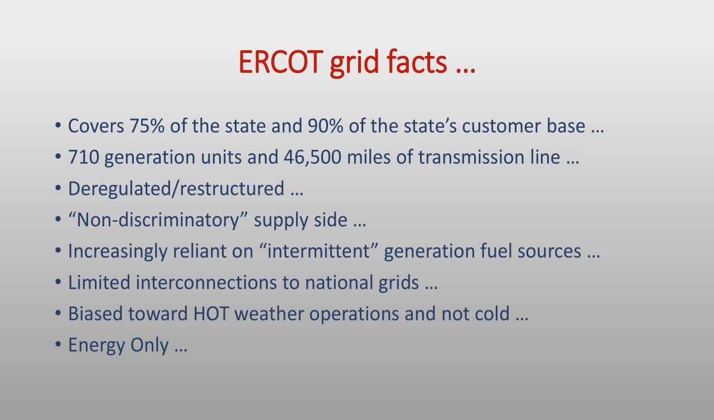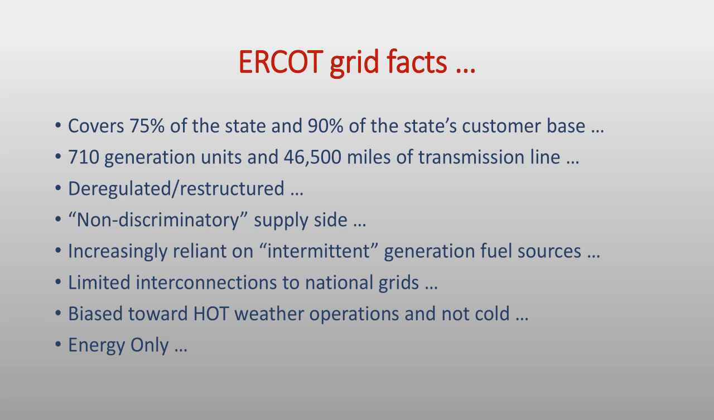It's biased to hot weather conditions. Our grid is. It gets very cold in Texas. It's not that it doesn't get cold. It does from time to time, but it is hot more often than cold. And the economic decisions have been made in the past to prepare and build a system to deal with heat as opposed to deal with cold. Now that is evolving over the last 13 months, and it's evolving as we speak.